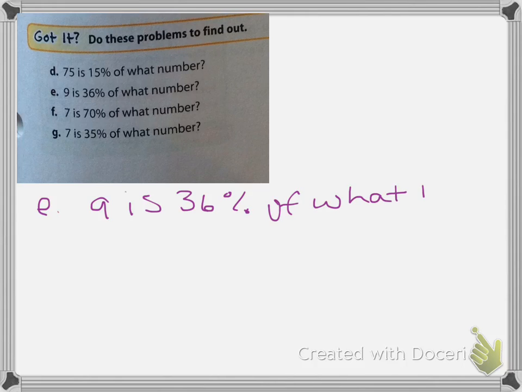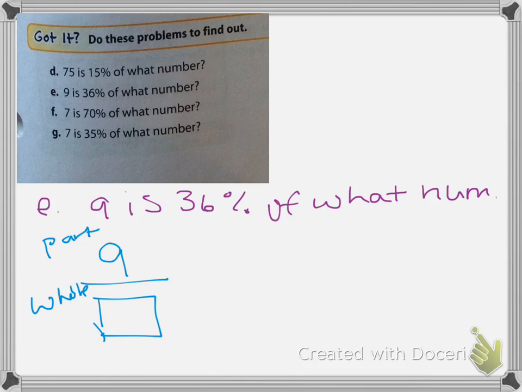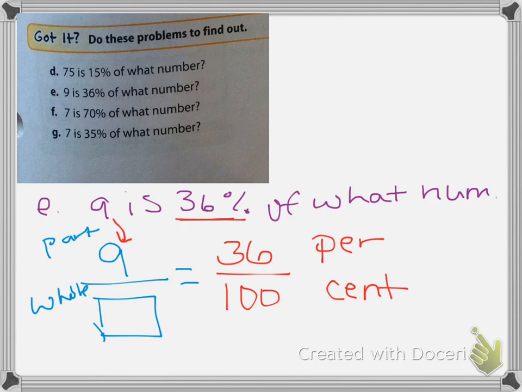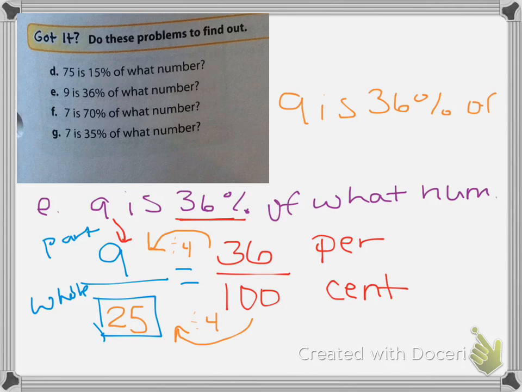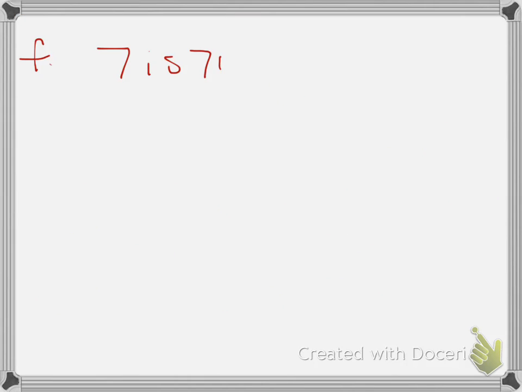For E, it says 9 is 36% of what number? So we set it up again. Part to whole, 9 over the block is equal to 36 per 100. Then we're going to say to get from 36 to 9, we had to divide by 4. So to get from 100 to our answer, we have to divide by 4, which gives us an answer of 25. So 9 is 36% of 25.